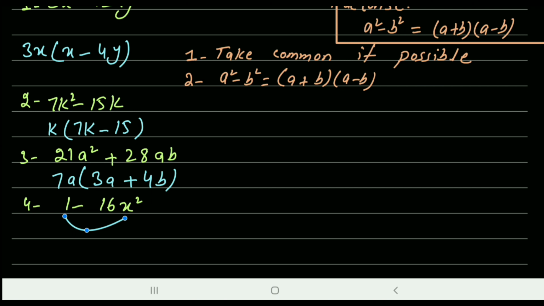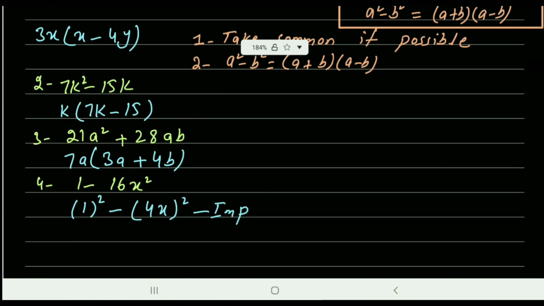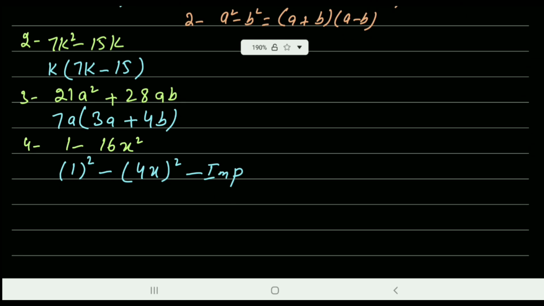If both numbers are square numbers and in between there is a minus sign, in this case you can easily use that identity. So first step, you have to write the terms in brackets. Like 1 is always the square of 1, you will write it like that, and 16x square is the square of 4x. So this is a very important step to write. Don't skip that step, otherwise you can do this question wrong. So always do this bracket step whenever you are going to use the identity a square minus b square.